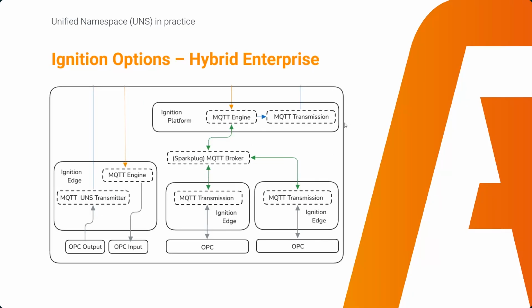We can also have a hybrid enterprise setup where some of the Ignition edges communicate over OT network to the OT MQTT broker over Sparkplug B, and some will communicate directly with the IT structure, so with the IT MQTT broker. In that case, we also need an MQTT Transmission module and an MQTT Engine to gather the data.